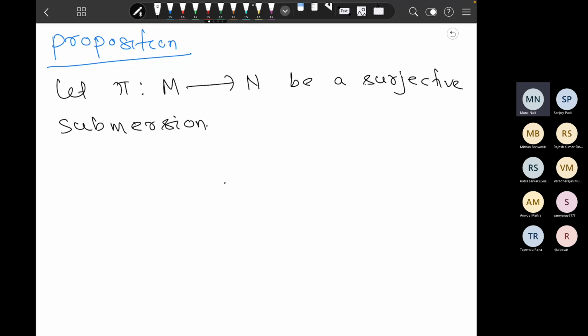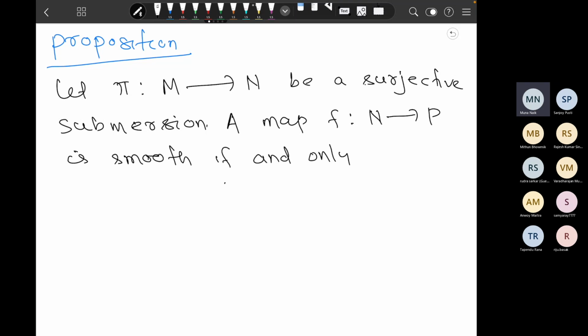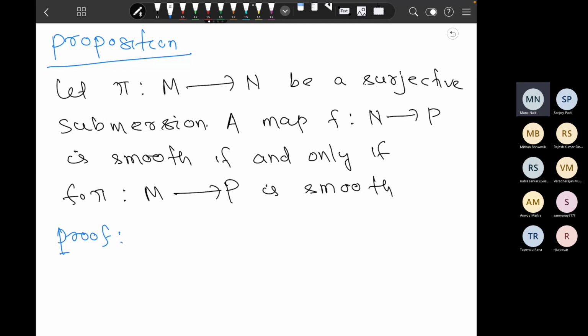So a map f from N to P is smooth if and only if f composed with π, from M to P, is smooth. And this is for proof; you can see that genuinely. So this is the thing.